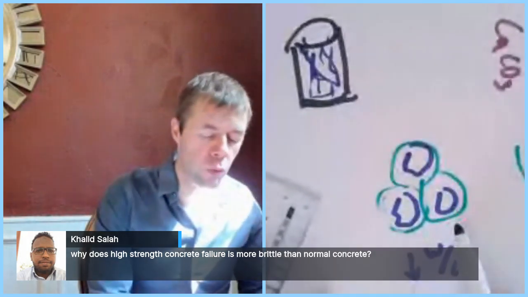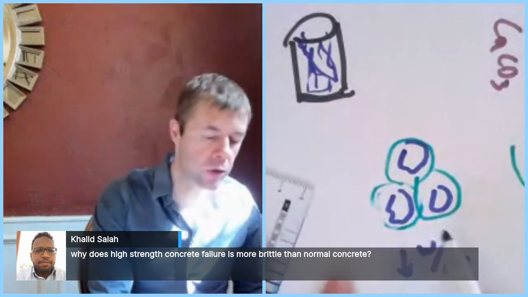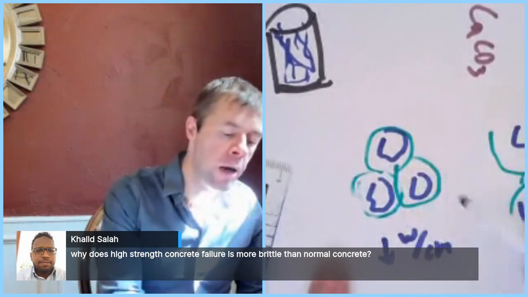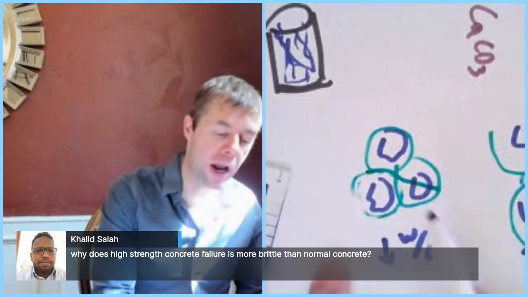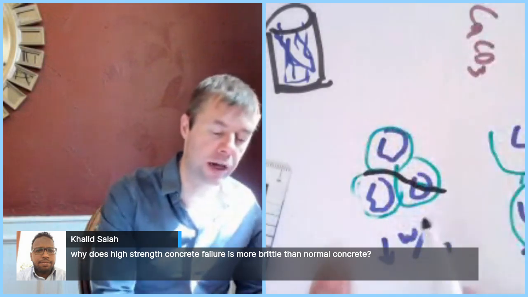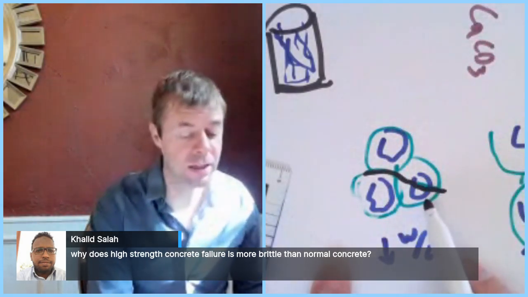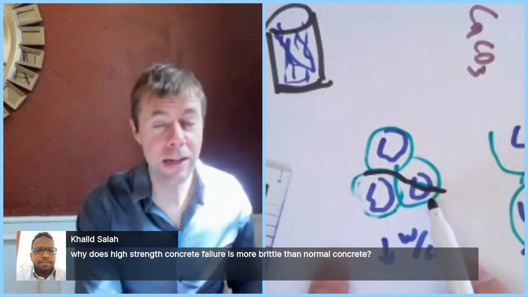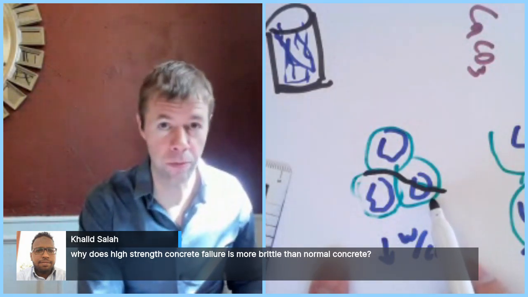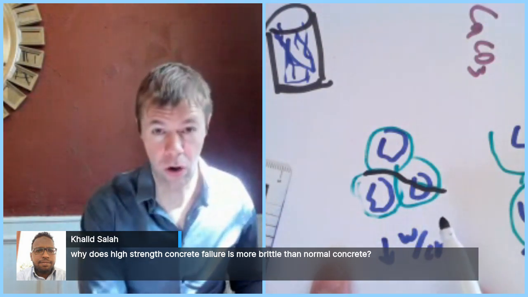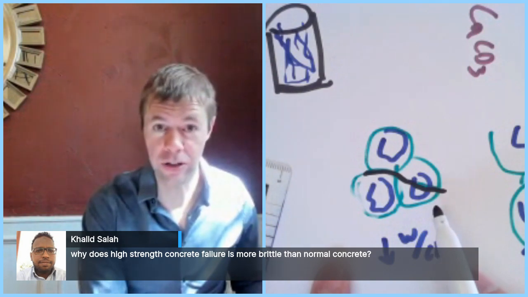Now, if you have a lower water cement ratio, not only are you failing these connections, which are much stronger, but sometimes you actually fail through a grain. You actually have to go right through one of these cement grains and break it in half. And these cement grains, the unhydrated ones, yes, there's lots of unhydrated cement grains, even in concrete that's really, really old and been in water a long time. When they break, they're very strong, and it takes a lot of energy to do it.